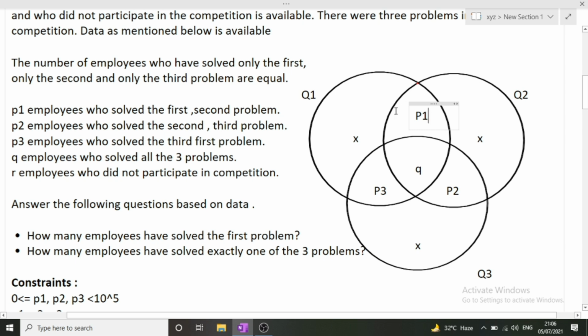So what will be the value of this particular sector? That will be P1 minus Q. So I hope this is clear to you. This was the crux of this problem, that this sector represents P1 minus Q.